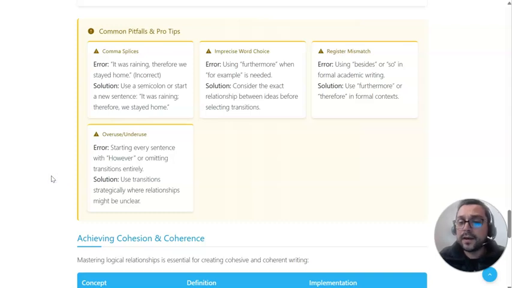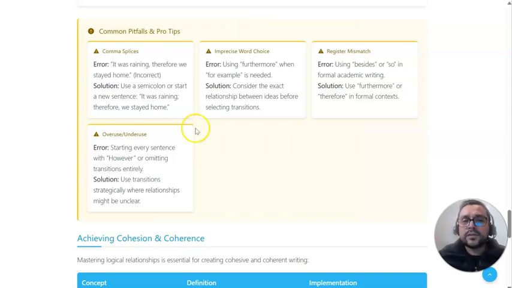These are some common errors and some tips on how to overcome them. The first one is comma splices. For example, it was raining, comma, therefore we stayed home. That is incorrect. The solution is to use a semicolon or start a new sentence.